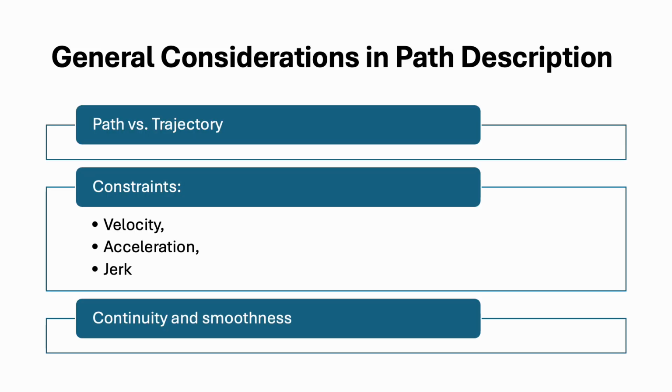The general consideration in path description: we just discussed paths versus trajectory. The constraints are velocity, acceleration, and the jerk movement that can happen. Continuity and smoothness is also a part where path description comes pretty handy for us.